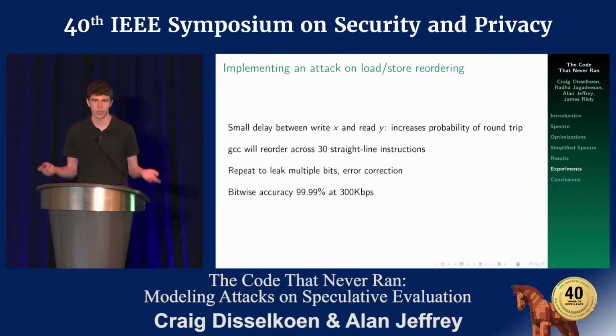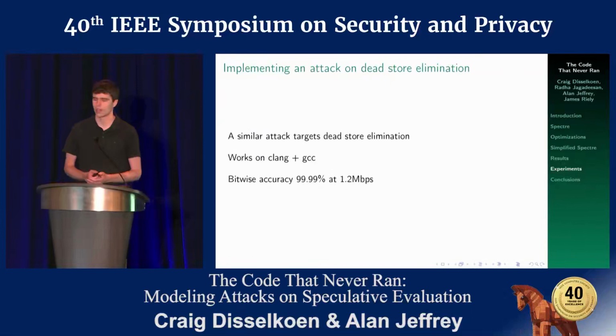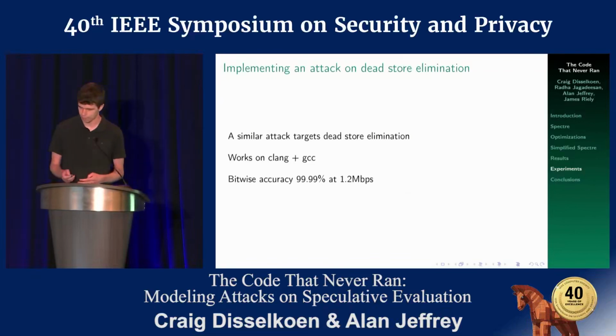Then we can repeat this attack to leak multiple bits of the secret and also to perform error correction. And as a result, we can achieve a bitwise accuracy of 99.99% at 300K bits per second for this fictitious attack. We also implemented a similar attack on dead store elimination, which works against both Clang and GCC. And for that attack, we achieve a bitwise accuracy of 99.99% at 1.2 megabits per second.